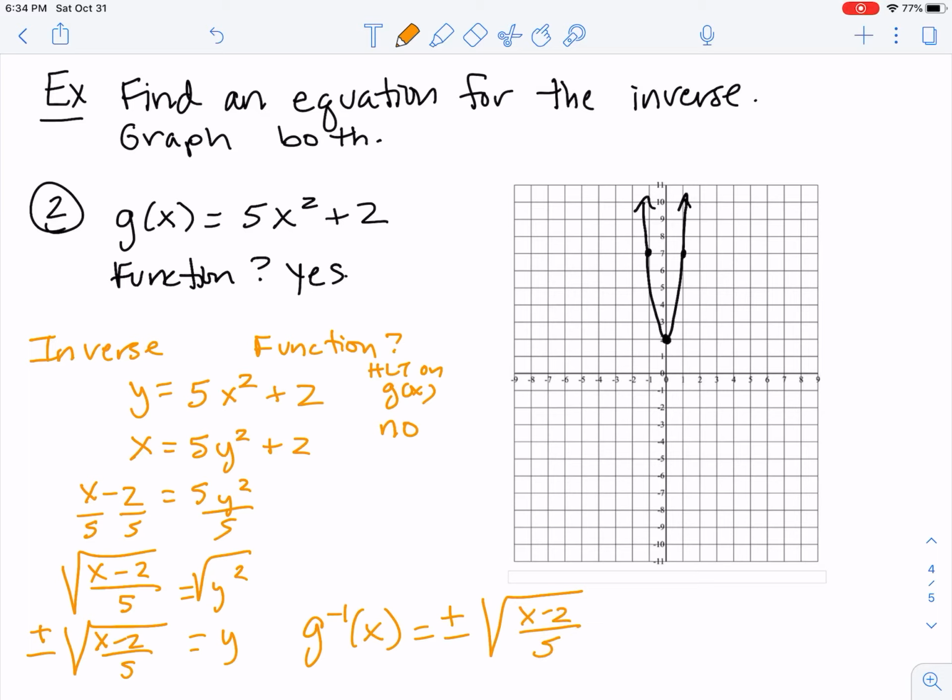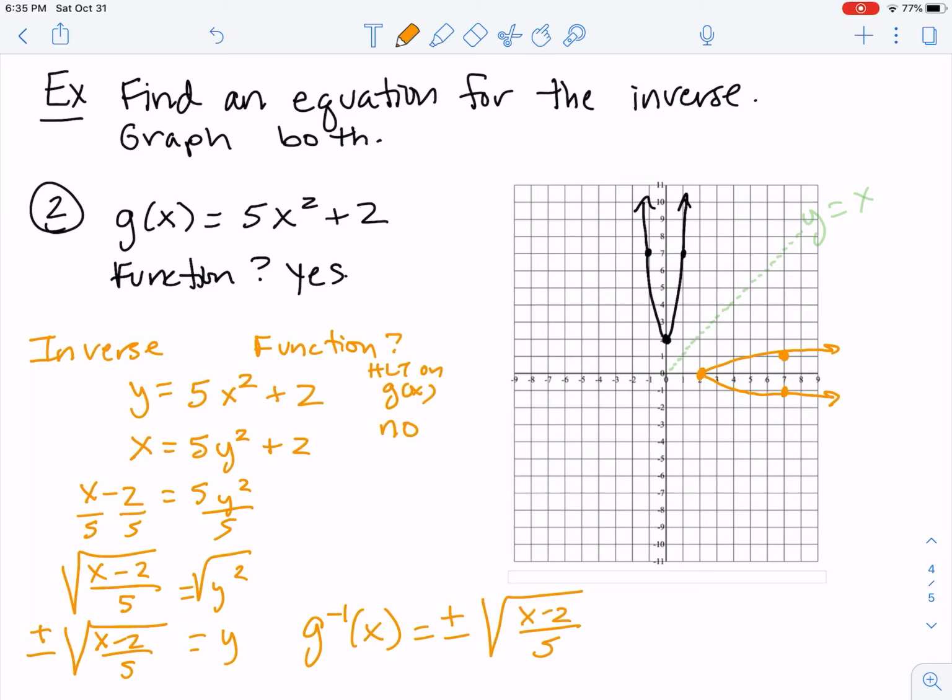We may not exactly know how to graph that right now, but what I do know is that if I have the line y equals x, which is our reflection line, then I can graph some points. If I have (0, 2) reflected over the line y equals x, I get (2, 0). If I have the point (-1, 7), that would be (7, -1). Notice this part, that's the negative square root part. And if I have (1, 7), that becomes (7, 1) when I switch the x's and y's. Oh, missed that one a little bit. And that is the positive square root part.